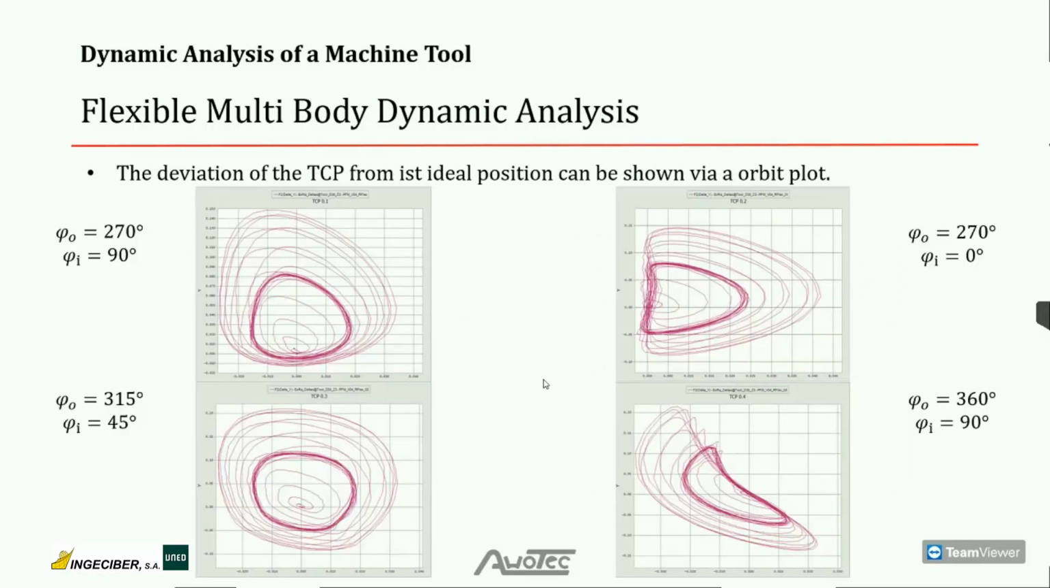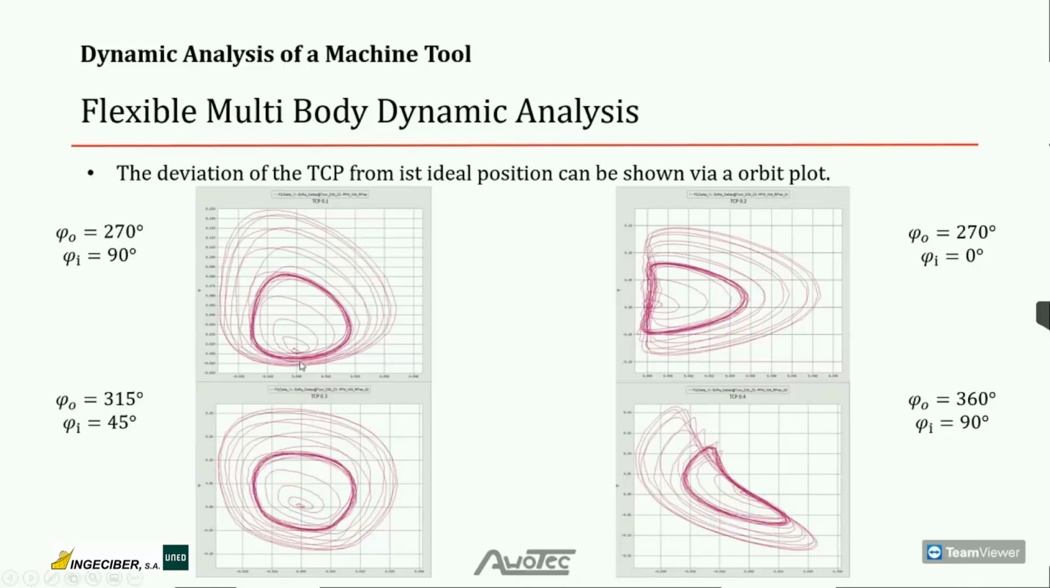So this could be shown with the multi-body dynamic analysis, and from my point of view, the most meaningful graphs are shown here, which are called orbit plots, which means that even though the tool center point's used motion path was just a straight line with the defined milling arc definition, the graph shown here is the deviation of the tool center point from its ideal position.